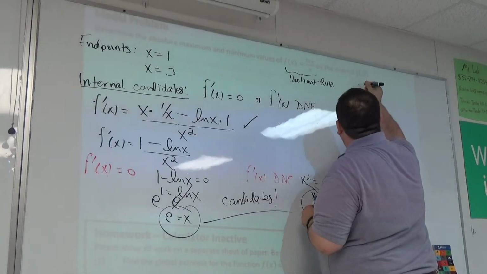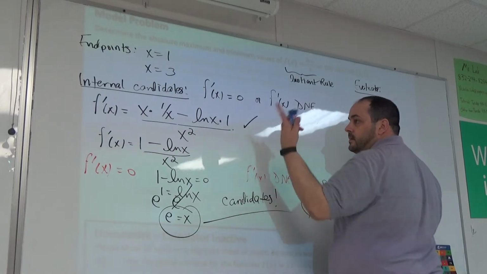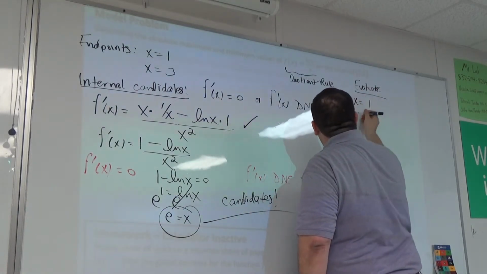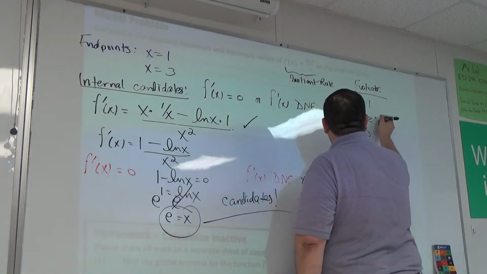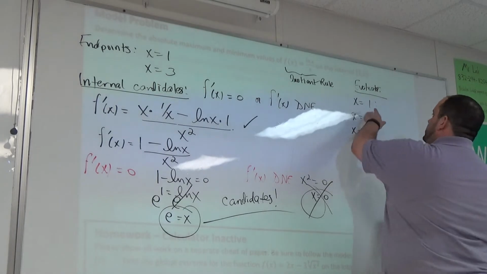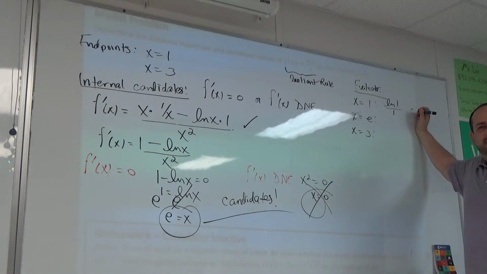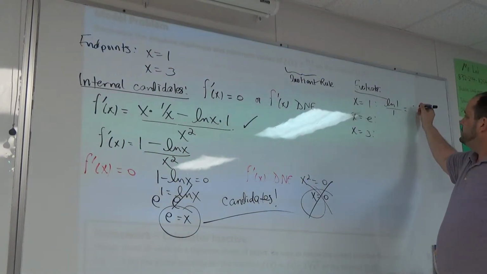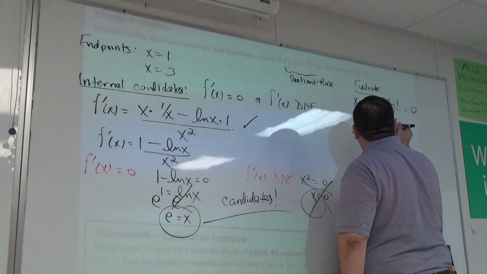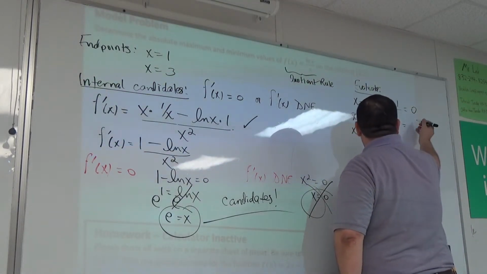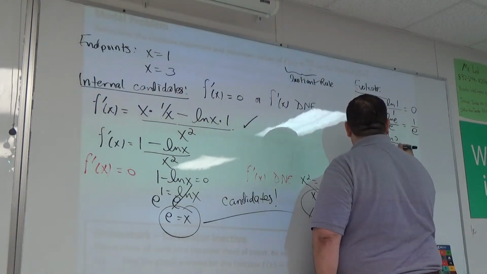So now the last thing is you're on the evaluate step, and this is, oh gosh, I love this part. Me too. So evaluate. Plug in x equals 1, x equals e, x equals 3. At x equals 1, I've got the natural log of 1 over 1. Natural log of 1, last time I checked, is 0. 0 divided by 1 is 0. If x equals e, I've got the natural log of e over e, 1 over e. And now I've got the natural log of 3 over 3.